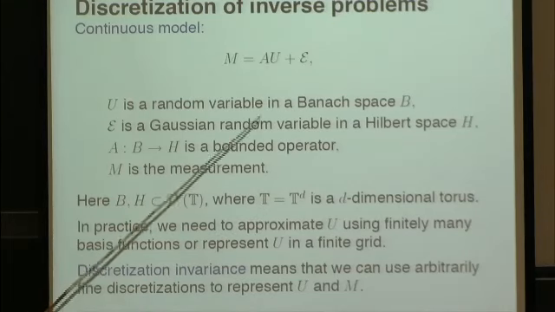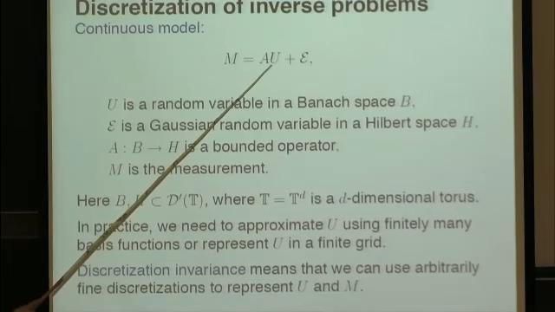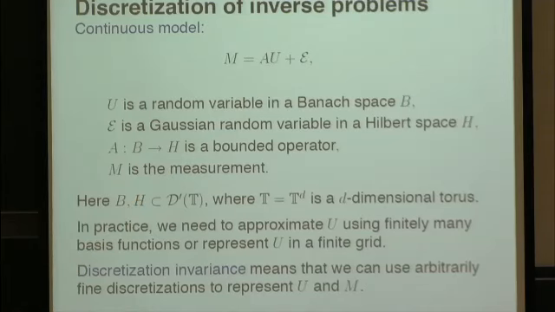So I assume that this unknown that I want to find out, this u, is in some Banach space that I denote by B. This operator A is linear and it maps the Banach space B to a Hilbert space H. And in this Hilbert space, I have some Gaussian random noise.